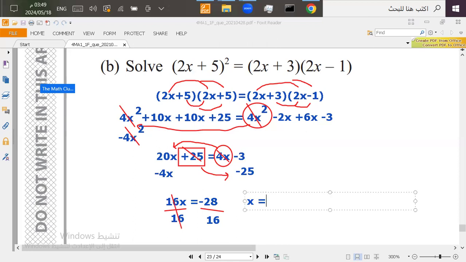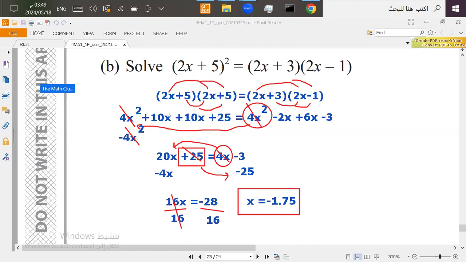So x equals negative 28 divided by 16. And the answer is negative 1.75. And this is the value of x that I got from solving this equation.